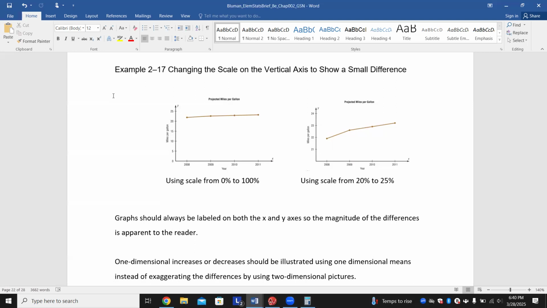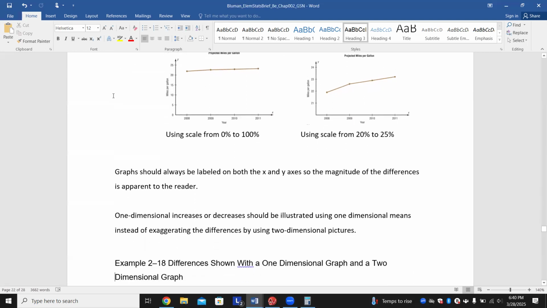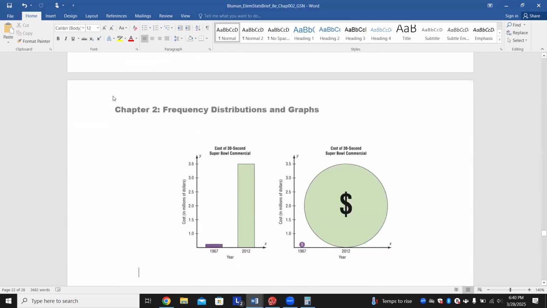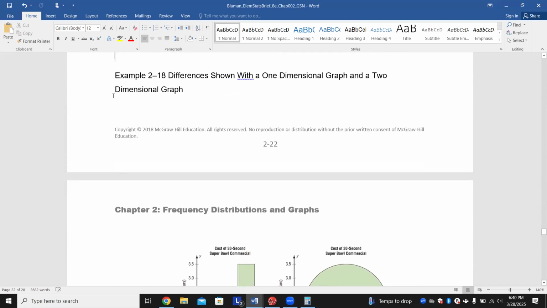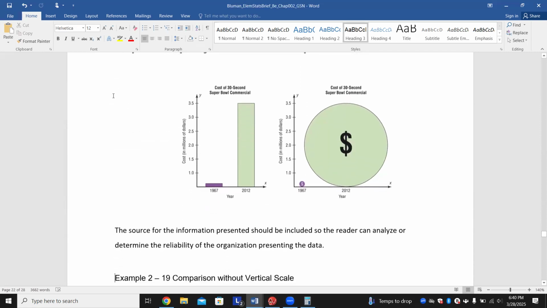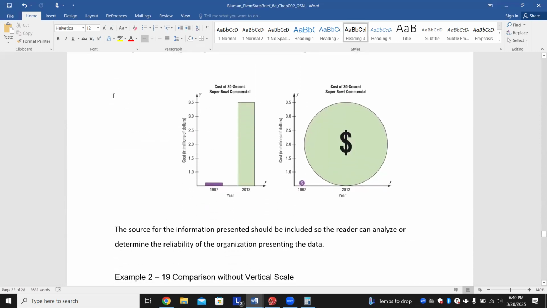One-dimensional increases or decreases should be illustrated using one-dimensional means instead of exaggerating the difference by using two-dimensional pictures. And you'll see here the difference shown with a one-dimensional graph and a two-dimensional graph. So here we have a typical bar graph using the same width, which is what I always talk about. In 2012 versus 1967, Super Bowl commercials, the cost of it going from, it looks like maybe $100,000 to $3.5 million. That right there on the left should be how it is presented.